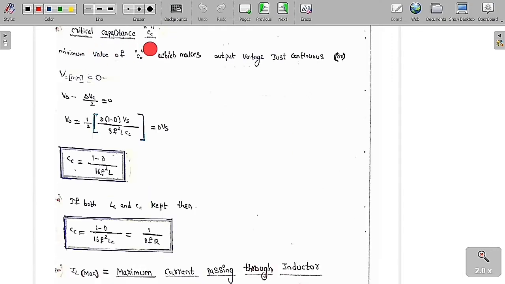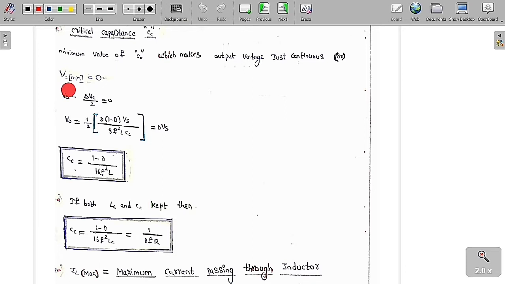Similarly, critical capacitance. The critical capacitance means the minimum value of Cc which makes the output voltage just continuous, or Vc minimum is equal to 0. Below this critical capacitance, discontinuous conduction is possible for the output voltage. If it is more than this, continuous conduction is definitely possible even for the output voltage, or the capacitor voltage.